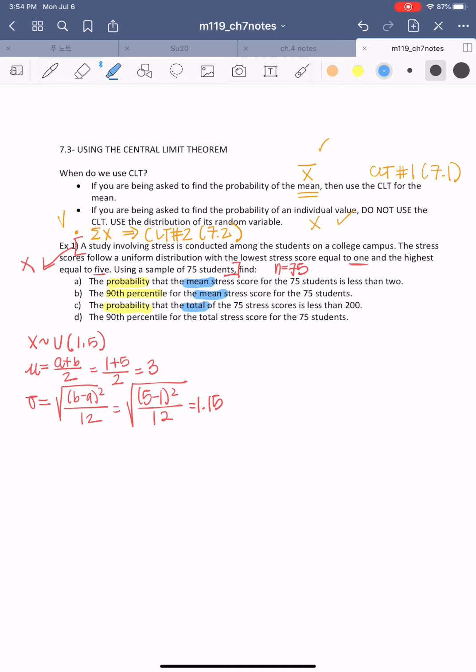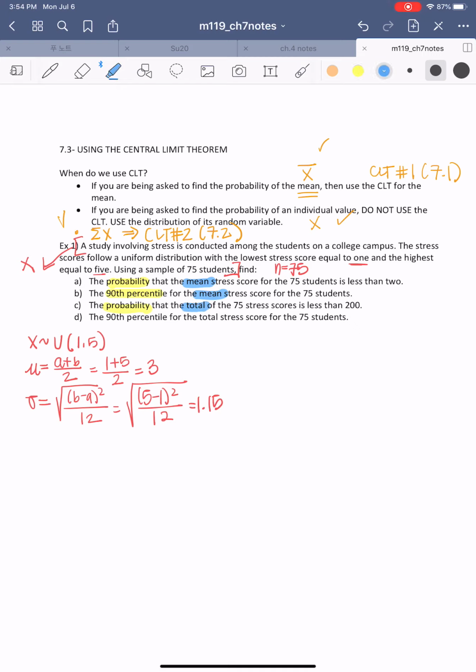So if you can determine the two things: what function do I use, like normal CDF or inverse norm? And then the second question you want to ask is, is it CLT number 1 or CLT number 2? So let's calculate all those numbers, so when we plug it into the calculator, we have all the numbers ready.